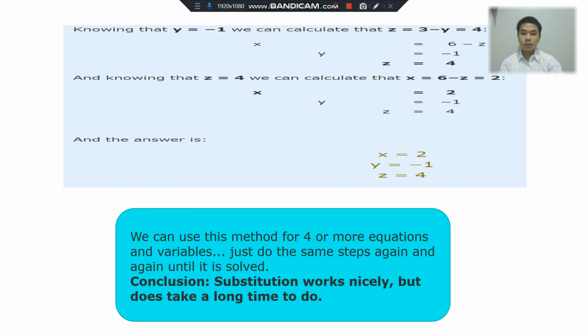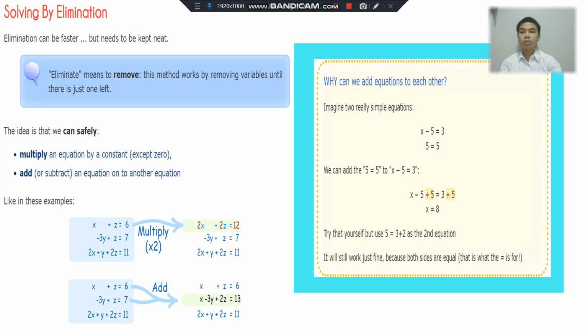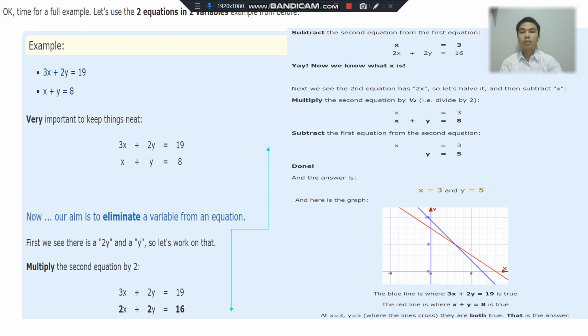We can use this method for 4 or more equations and variables. Just do the same steps again and again until it solves at conclusion. Substitution works nicely, but does take a long time to do. Solving by elimination. Elimination can be faster but needs to be kept neat. Eliminate means to remove. Like I show on the screen about elimination.